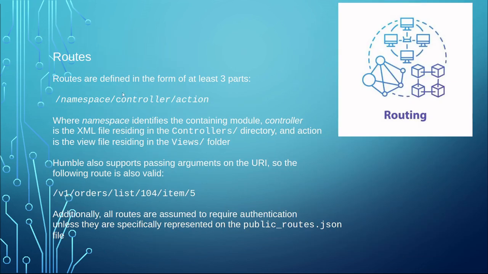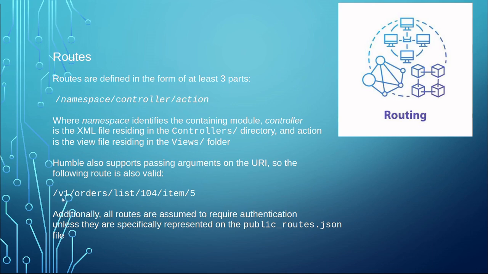Routing. A route in Humble is at least 3 parts. The first part is the namespace, and that is pointing to the module that has the controller in it and the view. So in my case, if the namespace was Acme, it would look for the Acme module, then whatever name of the controller, like user, find the user controller, and then the view is the third part.